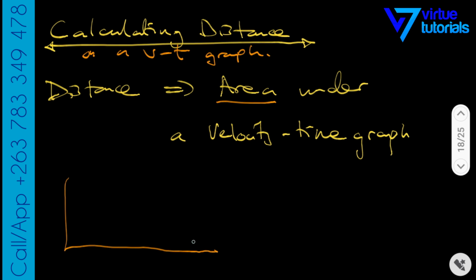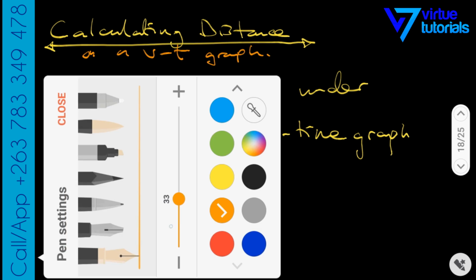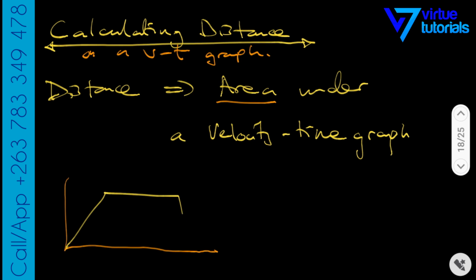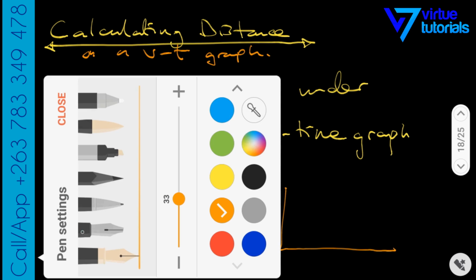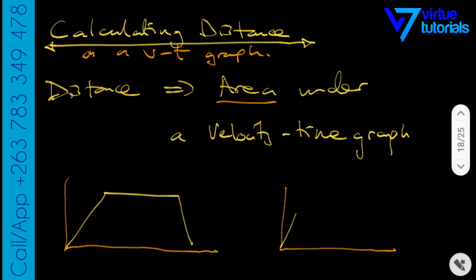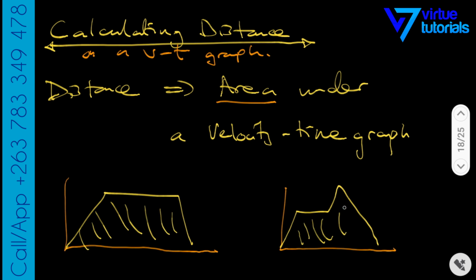So it depends what your graph looks like, right? Our first graph looked like something like this. You can have other graphs with different shapes. Just use different colors there. Maybe something like this. Whatever it is, the area of this shape and the area of that shape, that's what your distance is. Your distance is the area of the shape of that graph there. If you are able to calculate the area of that shape, you are able to find the distance traveled.